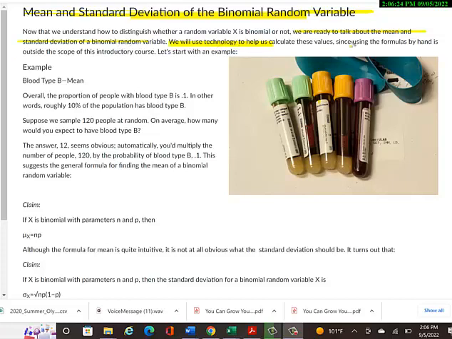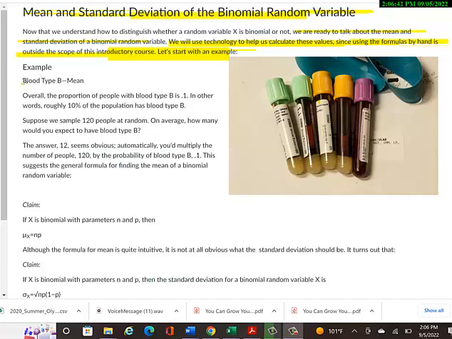We'll use technology to help us calculate these values, since using the formulas by hand is outside the scope of this introductory course. If you take more statistics in the future for your major, then you might see where you calculate by hand, but in this one we'll just assume that a program or a computer or a calculator is going to do it for us.